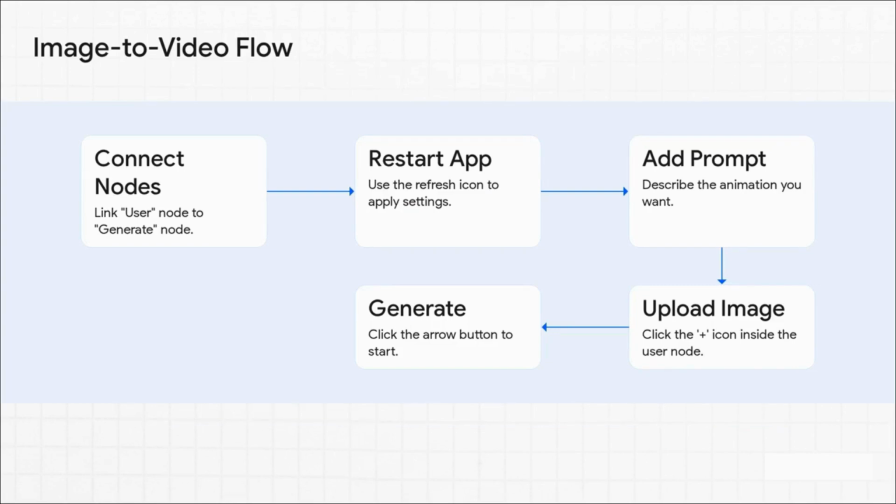So let's run through that whole sequence. First, connect the boxes. Second, you have to hit the little restart icon at the top to make sure the changes stick. Third, type in your prompt describing the animation you want. Fourth, click the little plus icon inside the user box to upload your picture. And finally, hit the arrow button to generate your animated video.